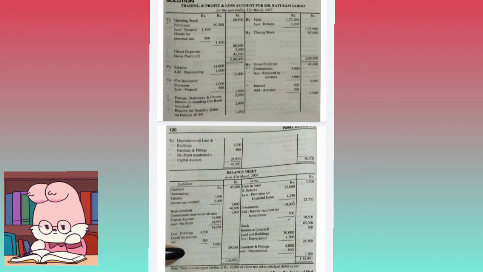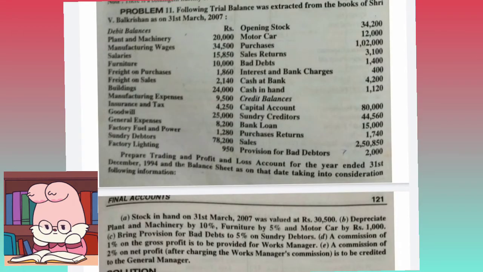So like this you will prepare the trading P&L and balance sheet, and next, balancing the figures, you will get gross profit and net profit added to the capital account, and balance sheet will get tallied. Okay, like this we have solved the problem number 10. So let's continue with the problem number 11.